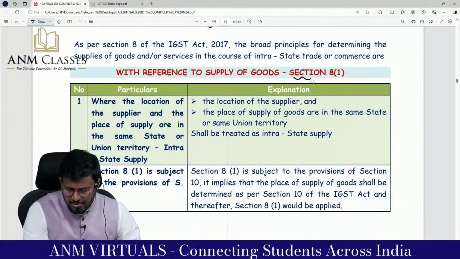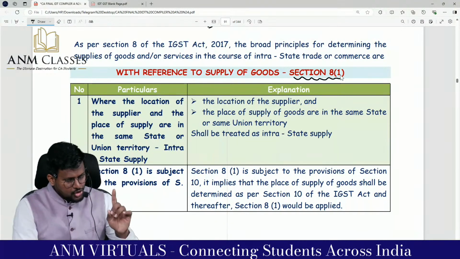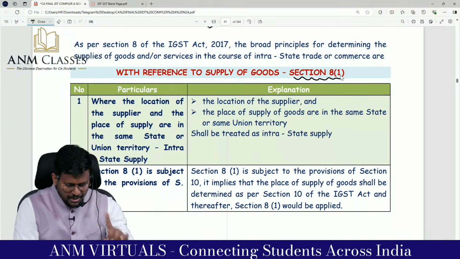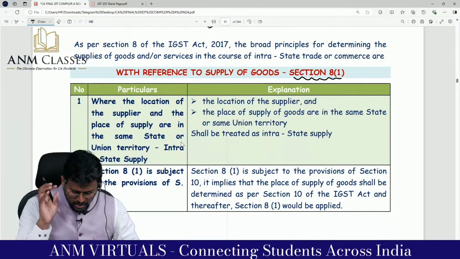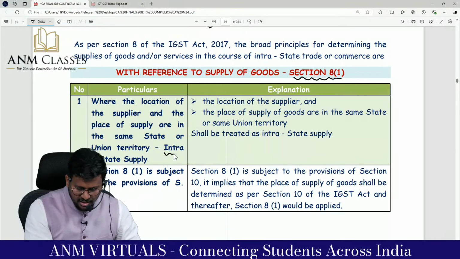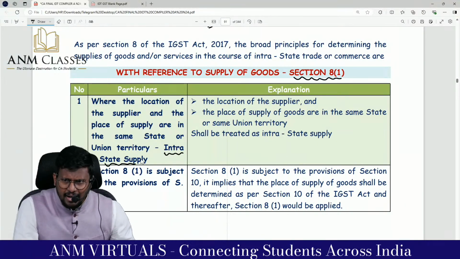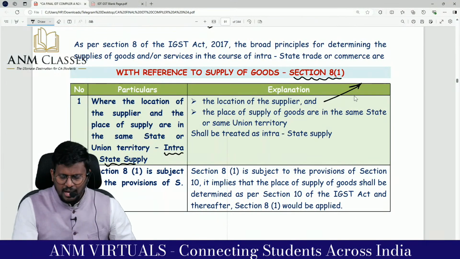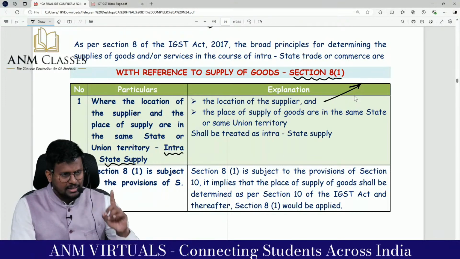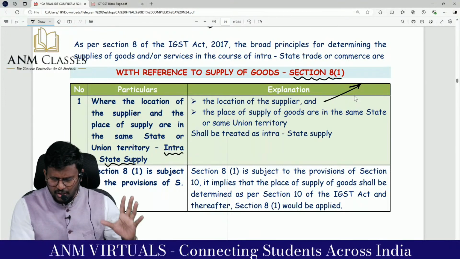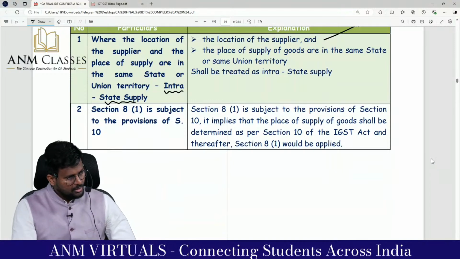Shall we recall 8 subsection 1? Where the location of the supplier and place of supply are in the same state or same union territory, it will be called intra-state supply of goods. Alright? So where the location of the supplier and place of supply of goods are in the same state or same union territory, it shall be treated as intra-state supply.